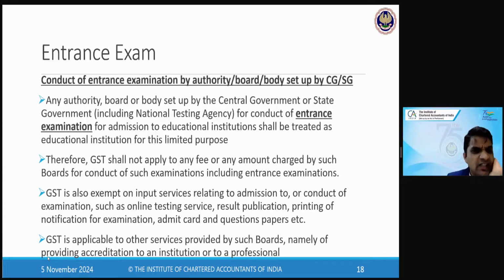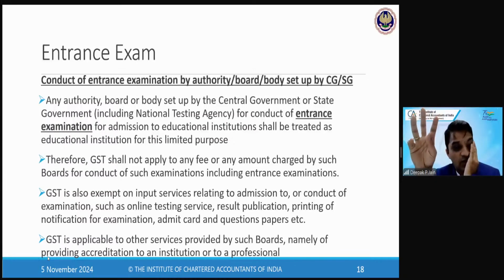Okay. Then GST shall not apply to any fees or amount charged by such boards for conduct of such examinations. So since those boards will be treated as educational institutions for the limited purpose, any fees they charge will also be exempted. Then GST is also exempted on input services relating to admission or conduct of examination, or any online testing services, any result publication, all of that will be exempted. Then input services relating to admission are also exempted.